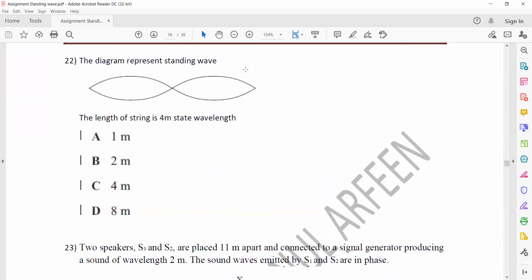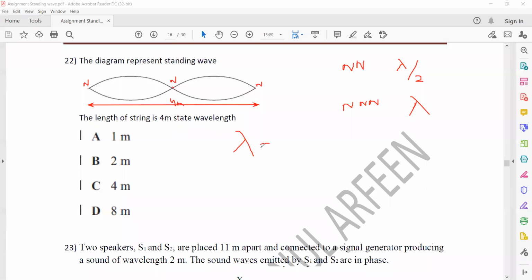Question 22, the diagram represents a standing wave. The length of the string is 4 meters. State the wavelength. So what will be the wavelength? As we know, this is 4 meters. We have node, node and node. The distance between two successive nodes for a standing wave is lambda by 2, and the distance between three successive nodes is equal to lambda. So here lambda is equal to 4 meters. So C will be the right answer.